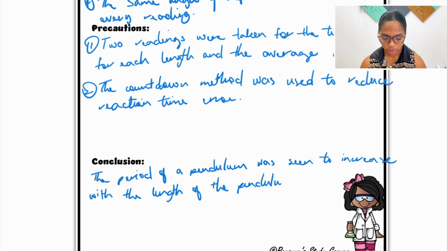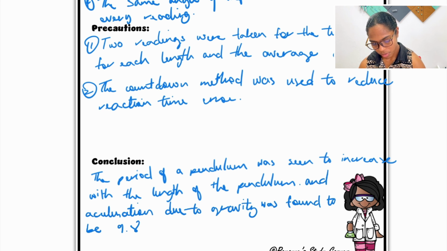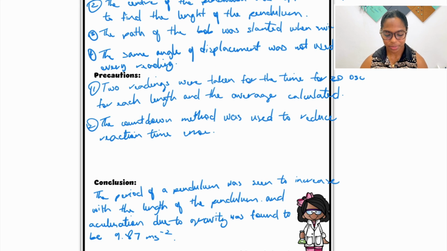And then the other thing that we did was calculate the value for g, and I got 9.87. So I will go on to say now that the acceleration due to gravity was found to be, what I get, 9.87 meters per second squared, and that's it.